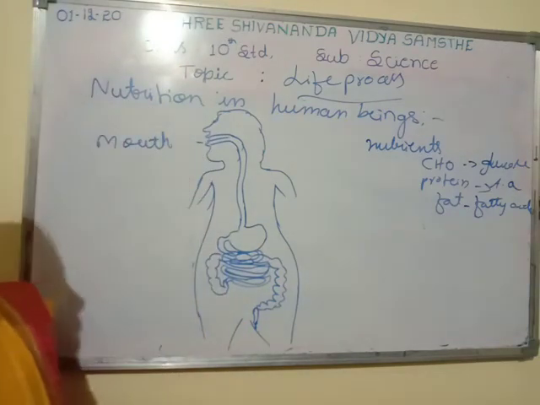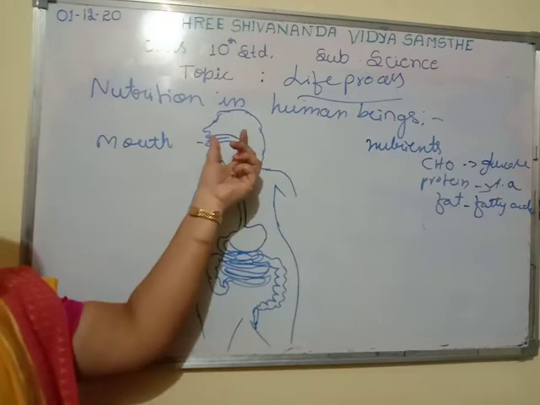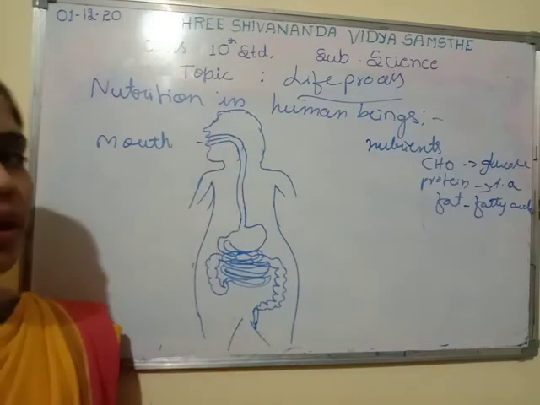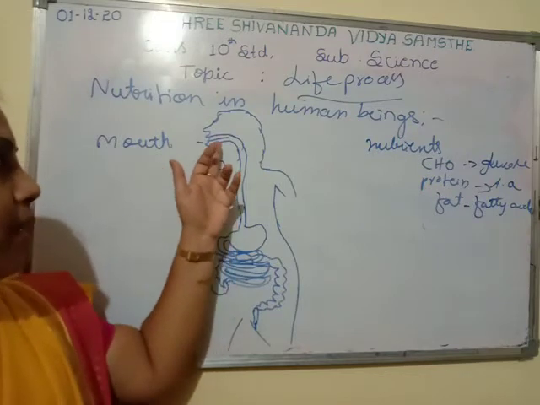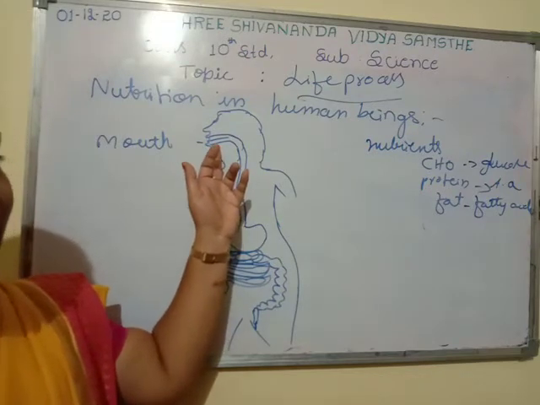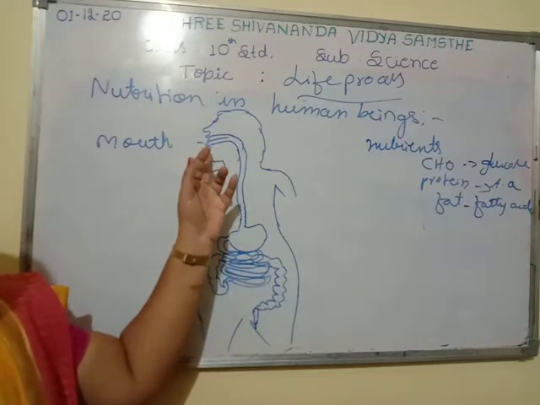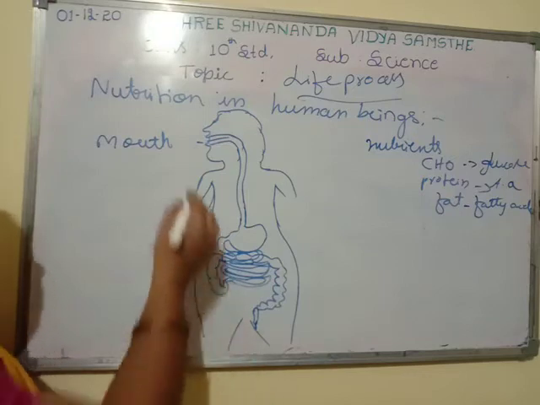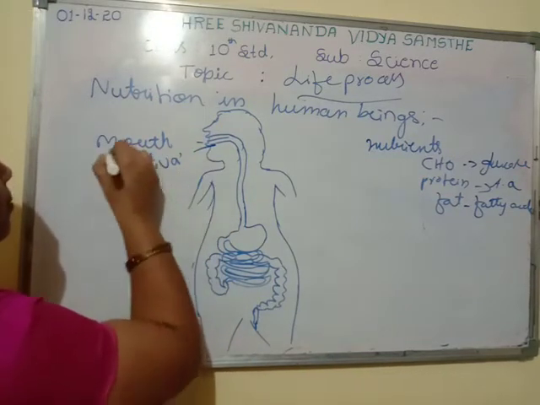Okay, let us see how it is possible. Here is the mouth, a very important organ for the crushing of food. Apart from this, there is a salivary gland in our mouth, where the salivary gland produces or secretes the juice known as saliva.